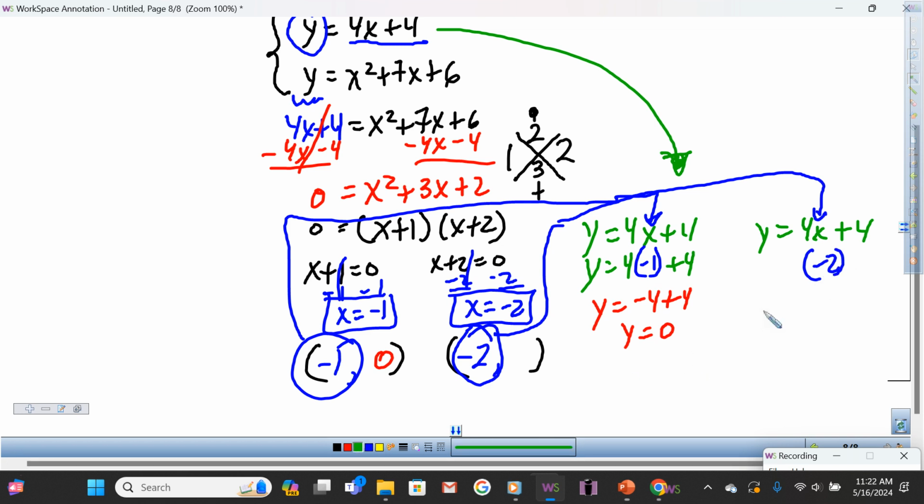Bring everything else down. y equals 4 plus 4. So we end up with y equals negative 8 plus 4. y equals negative 4. And these are my solutions.